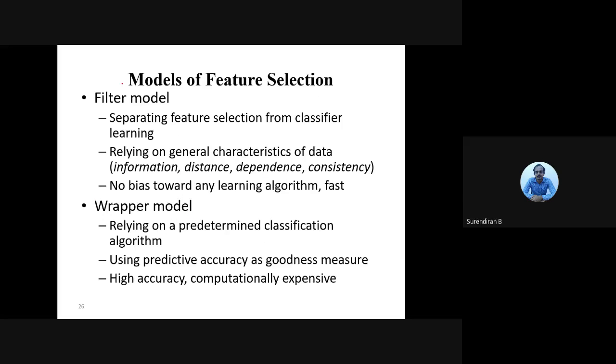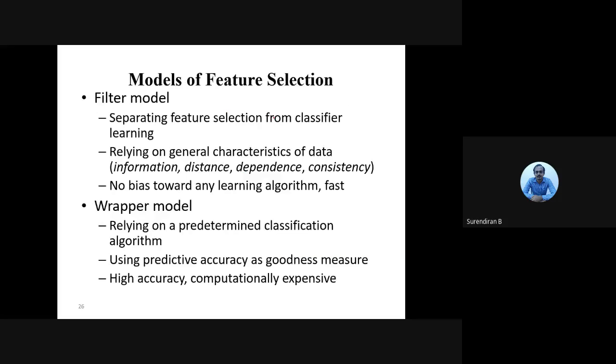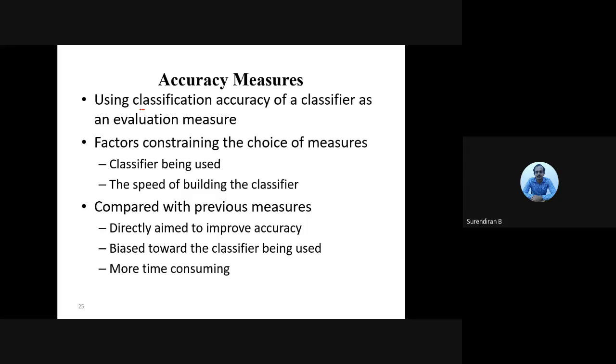Dependency measures use correlation. Those measures will be used as dependency measures. And accuracy measures are used by the classifiers as an evaluation measure. It is mostly used by wrapper-based methods. So that is where the accuracy measure is used.